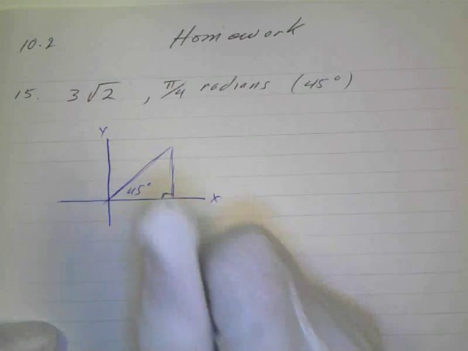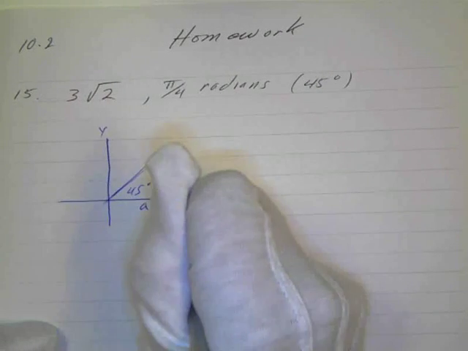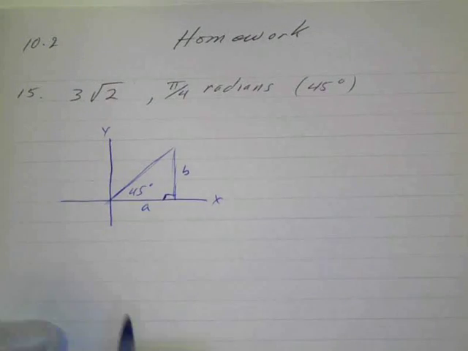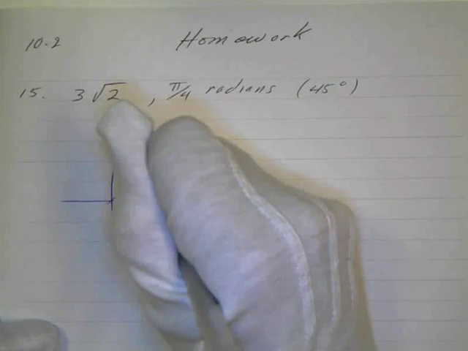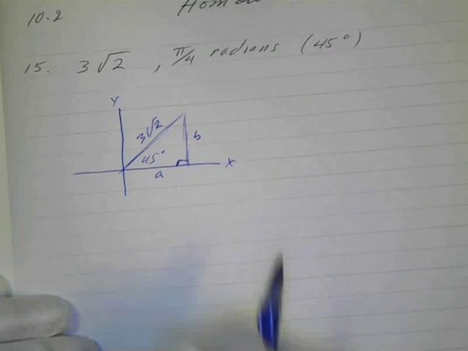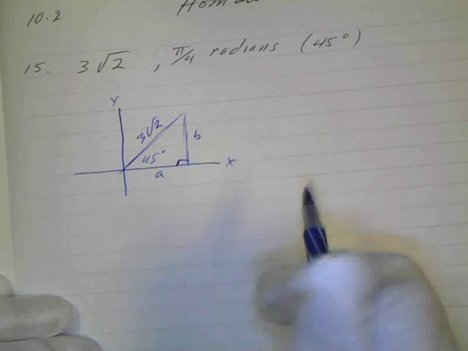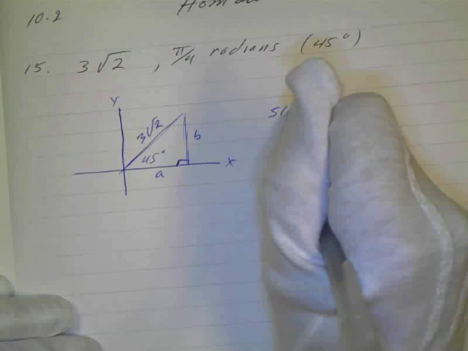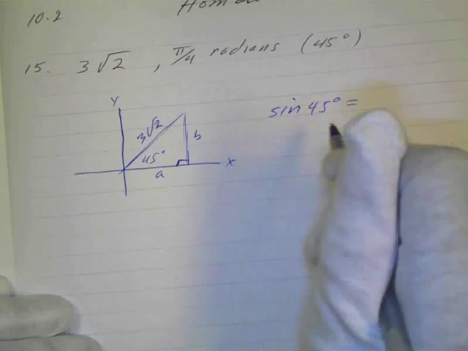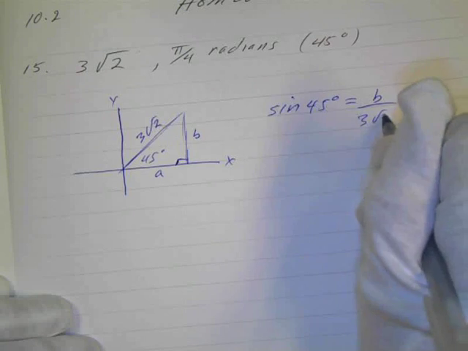And since it's 45, we know that A and B will be the same. So we just have to find one, and this is going to be 3 times the square root of 2. So we could find B. We could just say the sine of 45 degrees equals the opposite, B, all over the hypotenuse, which is 3 times the square root of 2.